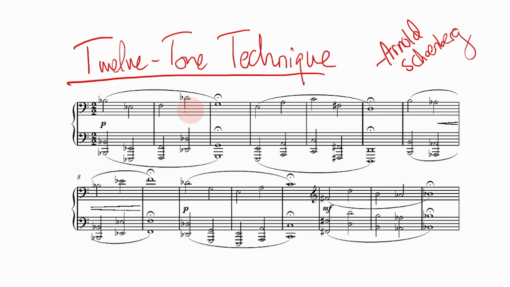So you'll notice in this pattern of 12 notes, 1, 2, 3, 4, 5, 6, 7, 8, 9, 10, 11, 12, nothing is repeated. So if you have a B flat over here, you don't have a B flat anywhere else until we repeat the cycle again. So that's how 12-tone technique worked.